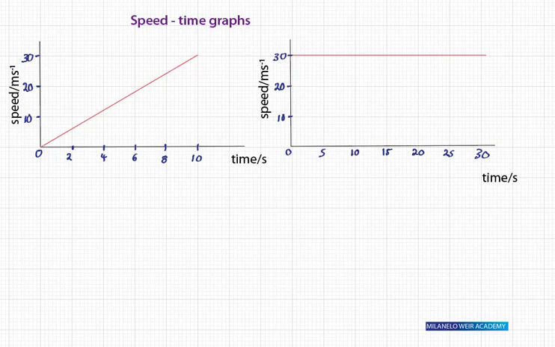So in this lesson, we are going to be looking at speed time graphs. And as usual, we will start by looking at the slope of such graphs and calculating it. That is the gradient. And the formula for gradient is change in y over change in x.